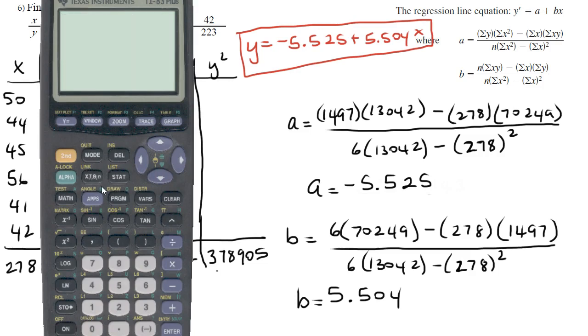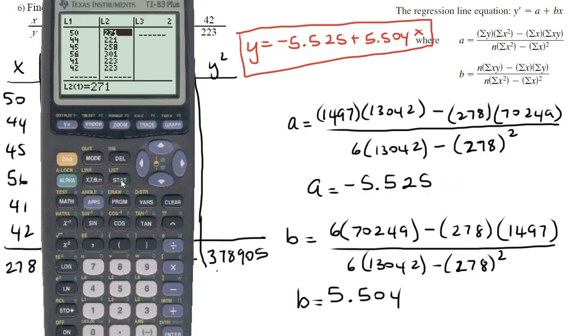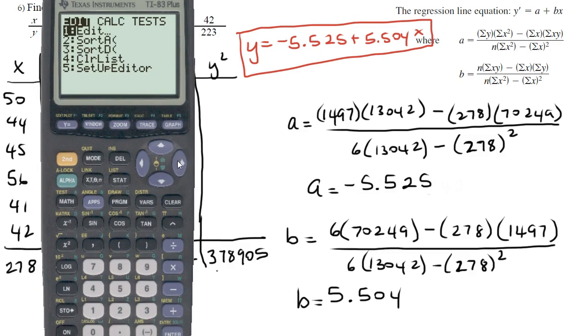Now the other way. Remember, we put the values in already, right? We put our x and y's in already, our data already. So here's what I do. I go to stat. And just like problem 1, I calculate that linear regression because it's going to give us the equation of the line.